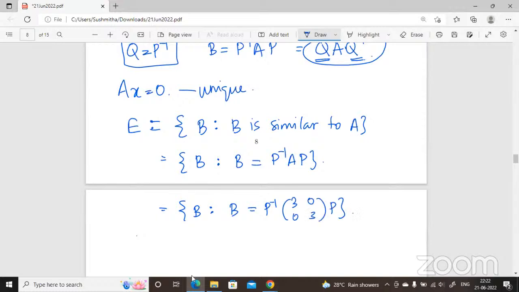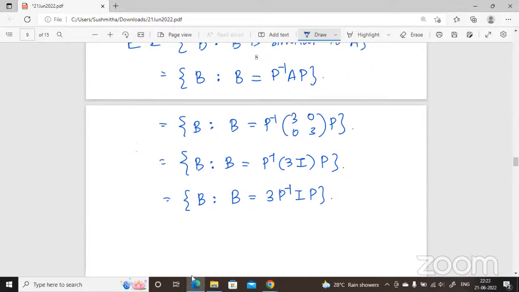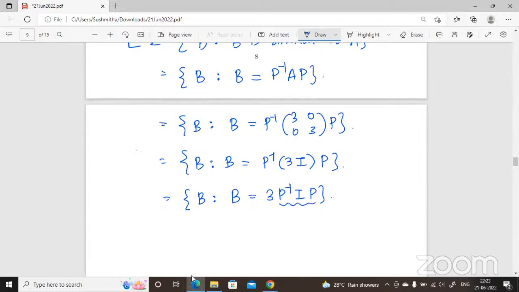A is the matrix 3, 0, 0, 3. So if it is a scalar matrix, I can write it as P inverse times 3 times identity times P. There's nothing special with this 3. So it is the set of all B such that B is equal to 3 times P inverse IP, which finally boils down to I. And 3 times I is again the same matrix A. So it is the set of all matrices B such that B is equal to A, the singleton set A.